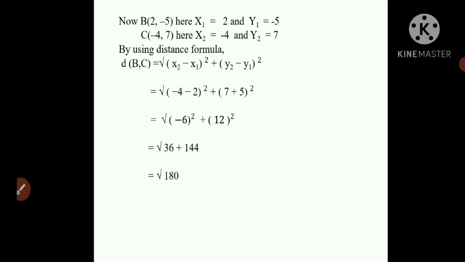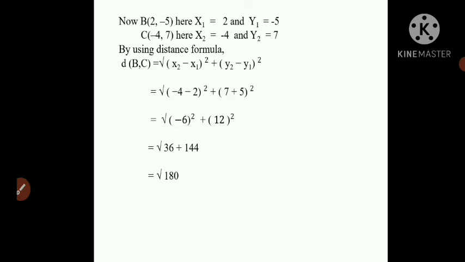So x2 is minus 4 minus x1 is 2 the whole square plus y2 is 7 minus, and again we have minus 5, so minus of minus becomes plus, so plus 5 the whole square. Now when I simplify, minus 4 minus 2 will be minus 6 the whole square plus 7 plus 5 will be 12 the whole square. So minus 6 square will be 36, 12 square will be 144. 36 plus 144 is equal to under root 180.